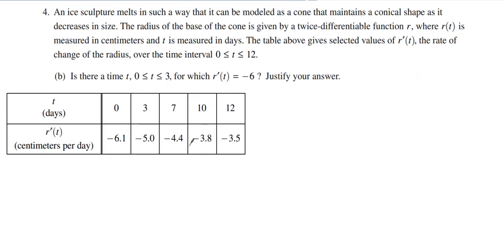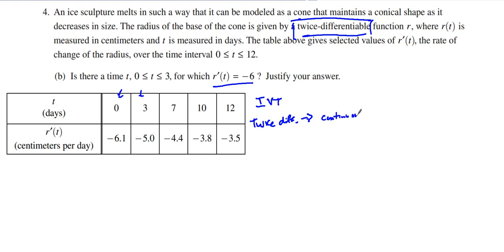Let's go to B. B is asking, is there a time between 0 and 3 for which r prime of t is equal to negative 6? So ding, ding, ding. If you see this type of problem, you know it is an intermediate value theorem problem. You can see this function is a twice differentiable function. If it's twice differentiable, then we know it is continuous, and that is the big stipulation for the intermediate value theorem.